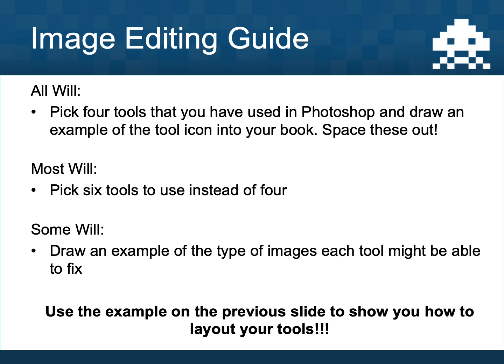I'd like you to draw out the symbol or the icon for each one, but spaced out within our book. You might also draw an example of the sort of thing that tool might do or the problems that tool might be able to fix. Look at the example on the previous slide to remind you how you might space those out across a double page. Give yourself 10 minutes for this activity.